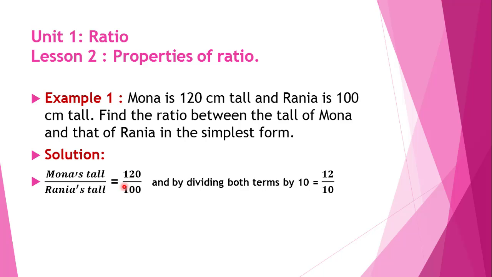Now I want to simplify. As we said before, we deal with ratio as a fraction, so I'll divide up and down by the same number. Look for a common factor between 120 and 100. Of course, we can divide by 10 because the unit digit is 0. So the two numbers are divisible by 10. Let's divide by 10. It will be 12 over 10.